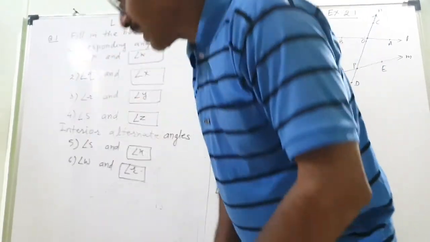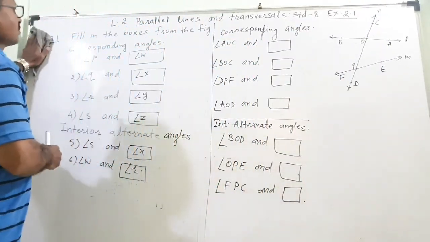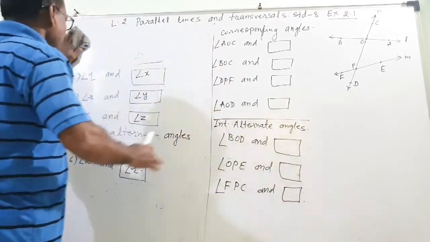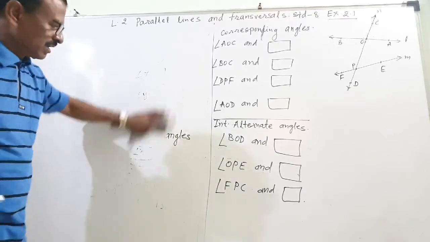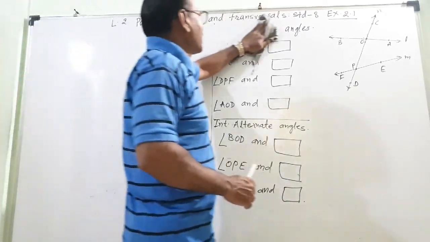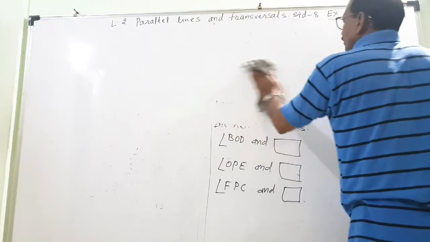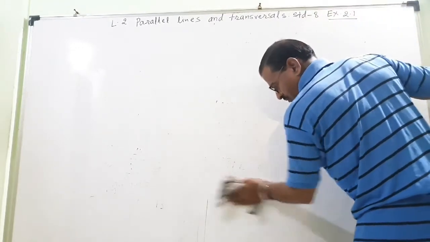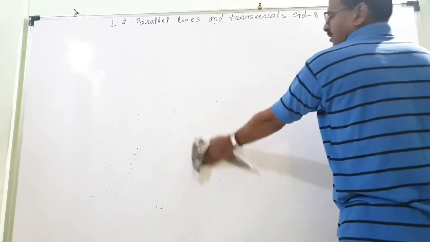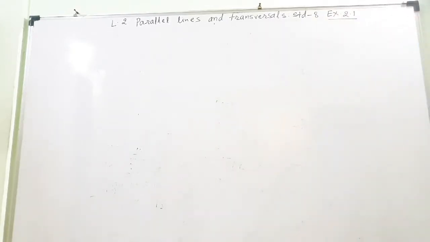Okay, now I am rubbing this part. So the same question is there. From the figure, complete the following boxes. That was the question. And this was the homework for you. Don't fail to do it. Now, the same thing is in question number 2 also. Observe the angles shown in the figure and write the following pairs of angles. The same question is there. So, you will do it.